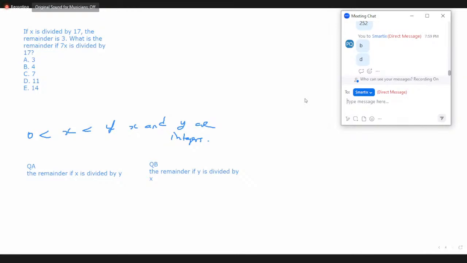Okay, so they are all positive integers. When you divide a bigger number by a smaller number, you get a small remainder. When you divide a small number by a bigger number, you get a big remainder. That's why I chose my answer.